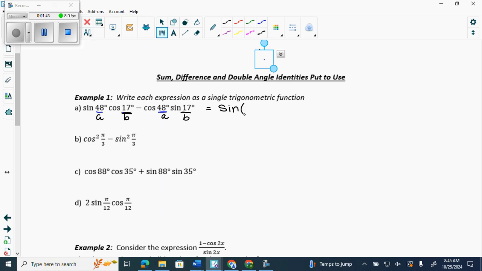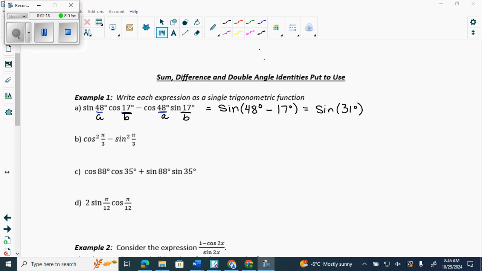So what would A be? 48 degrees. And then is it sine A plus B or sine A minus B? Minus 17. And we get what? Now we don't need an answer because it just says write each expression as a single trig function. You guys try C.